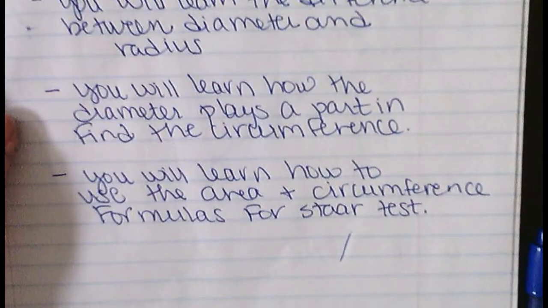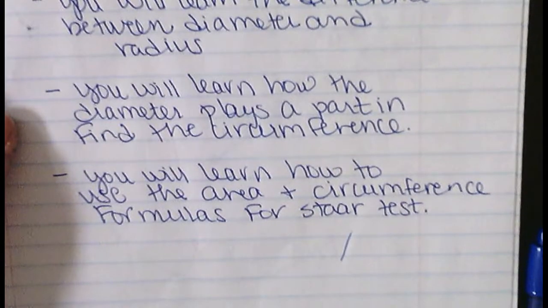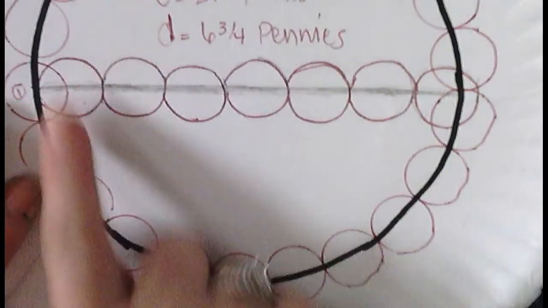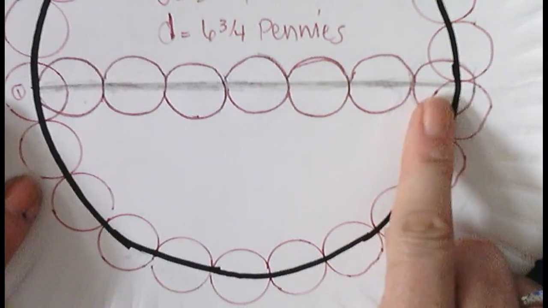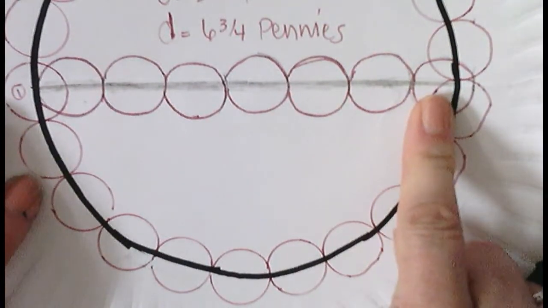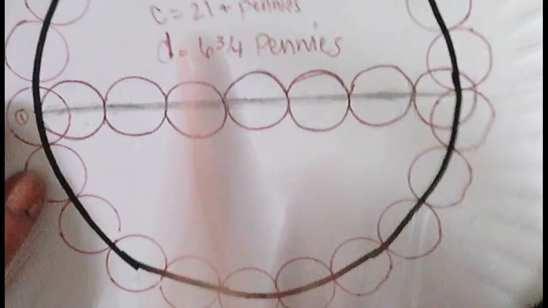What about that question? You will learn how the diameter plays a part in finding the circumference. Well, what did we discover? This diameter of like 6 pennies, 6 3/4. How many pennies went around it? Like 21. And then 6 times what is 21? And 6 times 3 is kind of close to 21, so it takes about 3 of your diameters to go around that circle, and there's going to be just a little more left over, which creates 3.14.